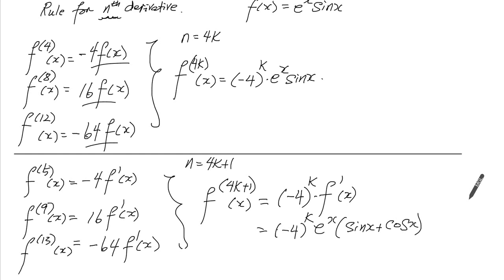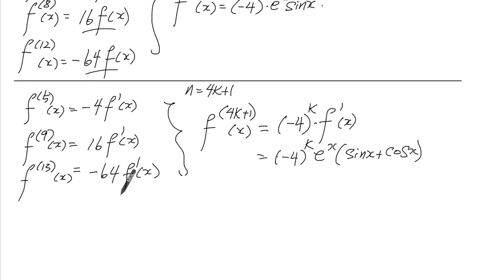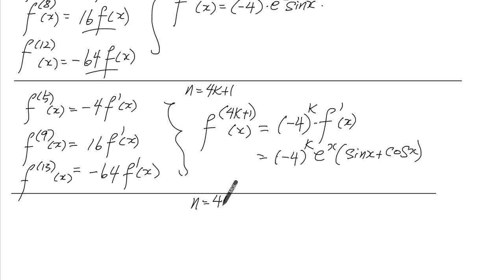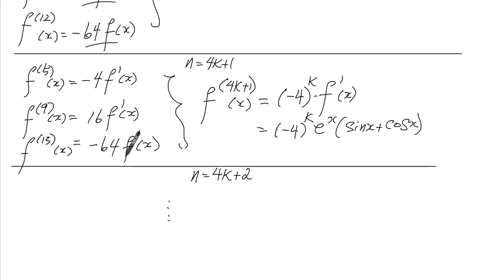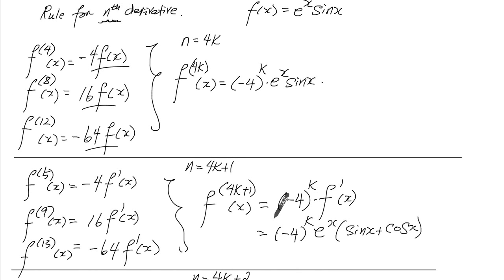Now you can do something similar for all other derivatives that are 2 units more than 4k, and you're going to see a pattern developing very similar to the first 2 patterns we've noticed. And you can do the same thing for 4k plus 3. And there you have it, the general terms to compute the nth derivative of the function f of x is equal to e to the x times sine of x.